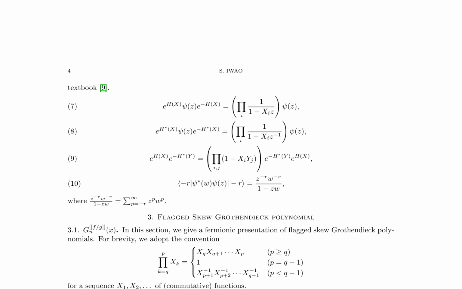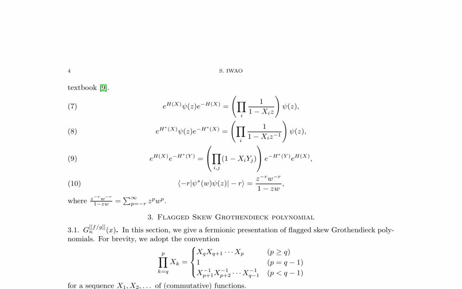commutation relations. The normal ordering of monomial expressions is defined in terms of ψ_n and ψ*_n, and the Hamiltonian operator H(x) and its dual H*(x) are introduced, along with the vertex operators e^{H(x)} and e^{H*(x)}.